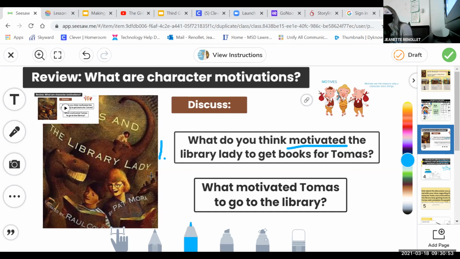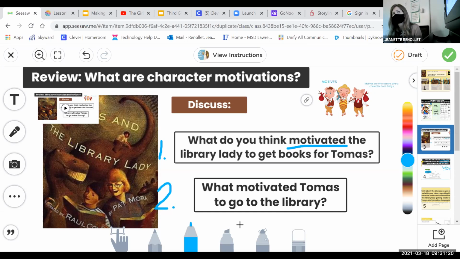Angela, why do you think she helped get books for Tomas? So she could learn how to read. So maybe she's motivated to teach people. Maybe she likes to see kids learn how to read. Maybe she likes to be a teacher. And she said, okay, I will help you. I will get books for you to read. Let's go to question number 2.